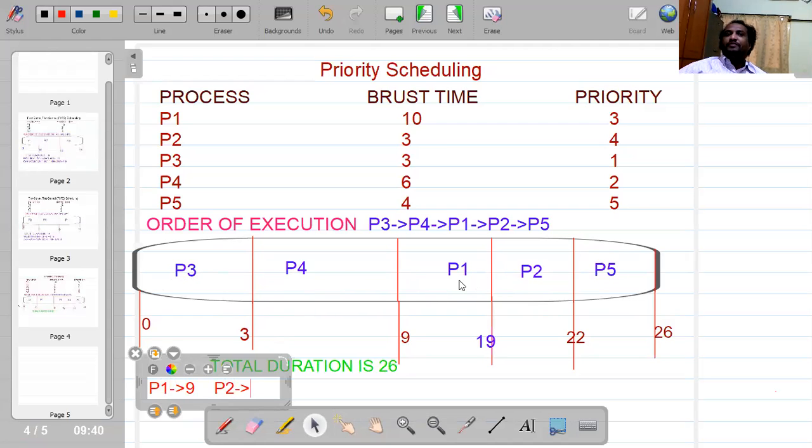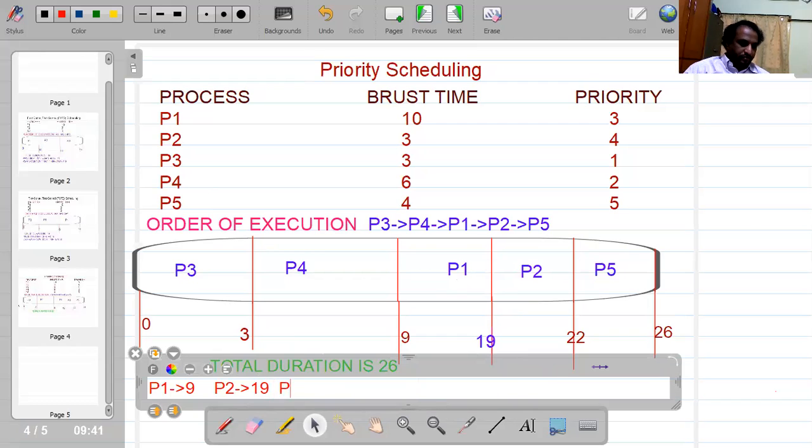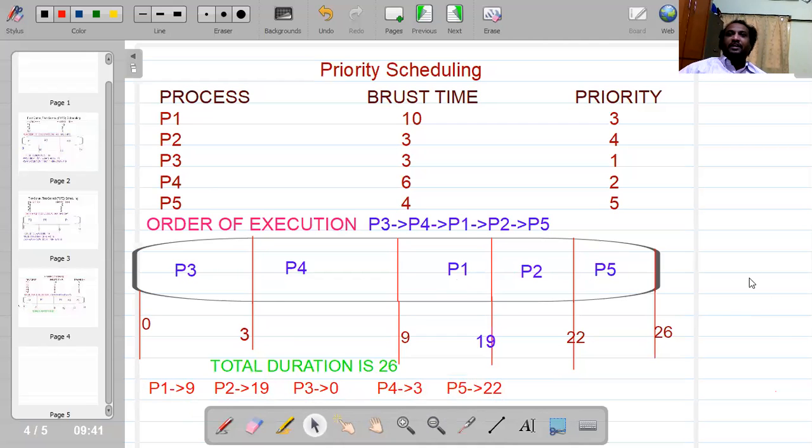So how much time has P2 waited? 19 milliseconds. Then next is P3. How much time has it waited? 0 milliseconds. Then next is P4. How much time has it waited? 3 milliseconds. Then next is P5. How much time has it waited? 22. So these are the waiting times of all the processes. Clear? Followed this, everybody? Yes, sir.